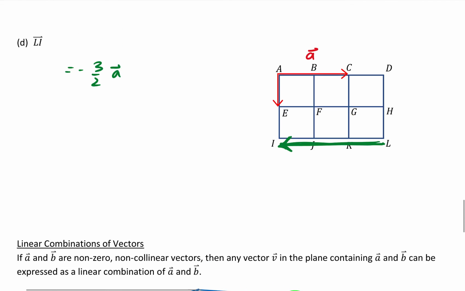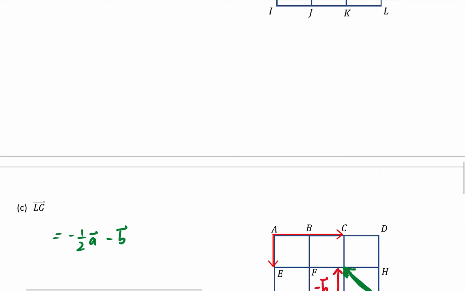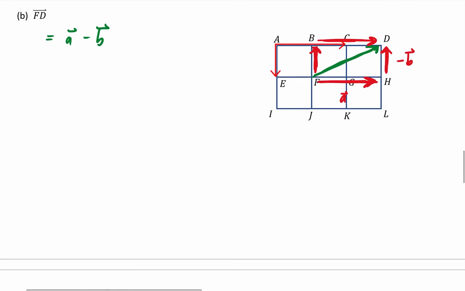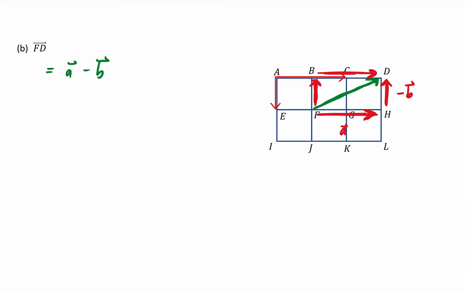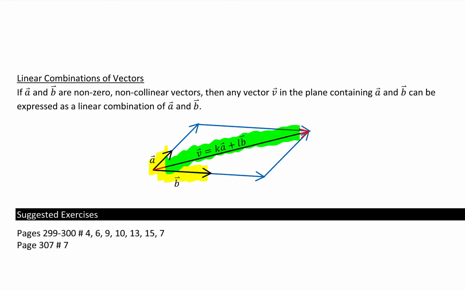You're saying, well, how? Well, we just did it up here. Look at these examples. We took negative 1/2 A minus B and made vector LG. We took FD and that was A minus B. So we can combine vectors, and the fancy term for it is the linear combination of vectors.